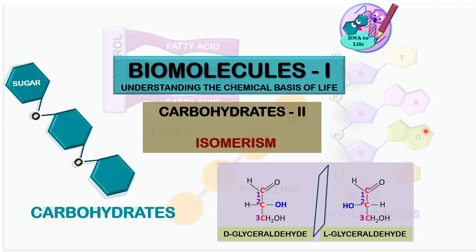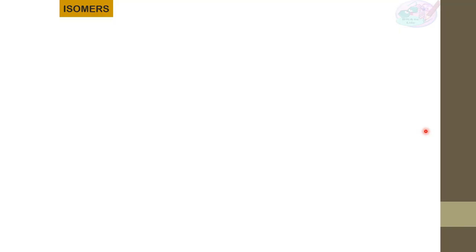Hello everyone. Today we will talk about isomerism in carbohydrates. Carbohydrates show isomerism, which means they can exist in different forms called isomers.